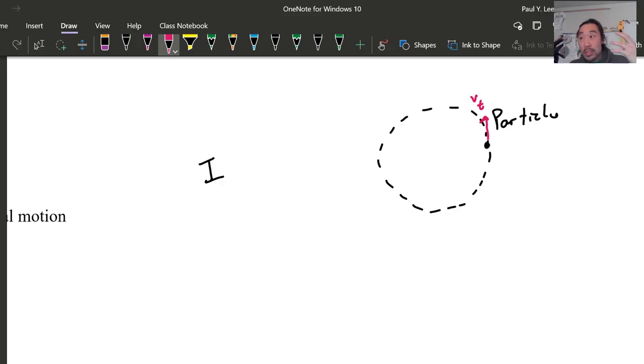So if I were to ask you, let's say this particle that's spinning around and around and around is made out of, let's go back to lead or steel, something very dense. That would have a lot of inertia, meaning it would be harder to get that particle to spin faster or slower.